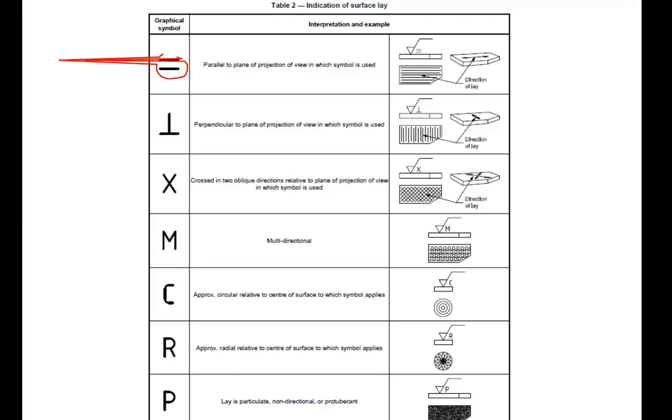But if the lay symbol is perpendicular like this, then it is to say cut the material moving the cutting tool in the direction which is perpendicular to the frontal picture plane. Why the frontal picture plane? Because the surface finishing symbol has been shown on the front view.